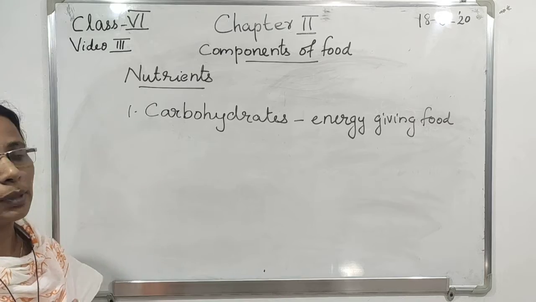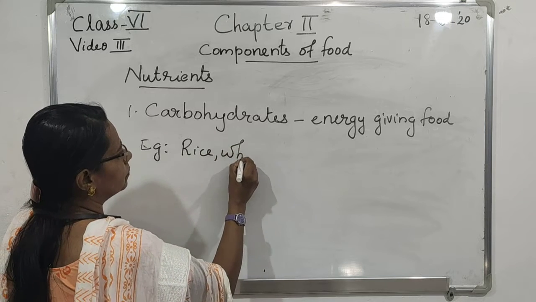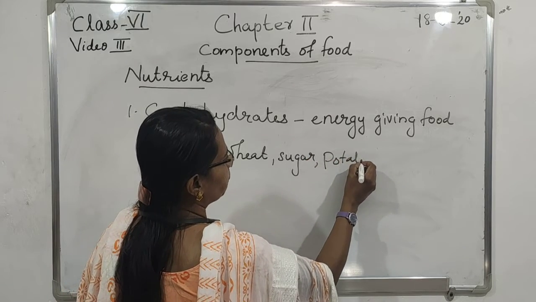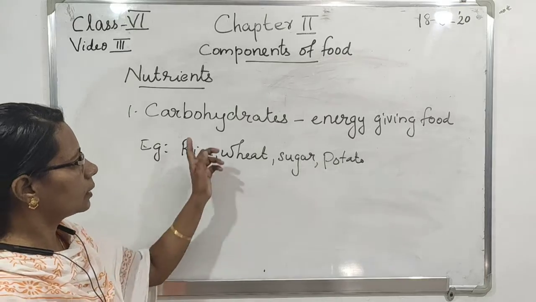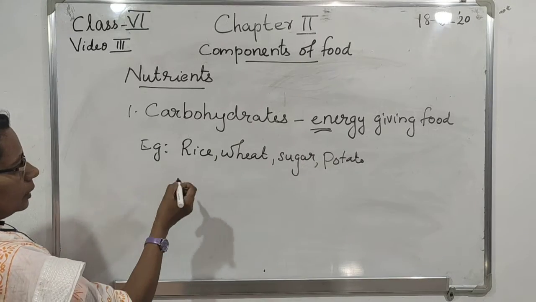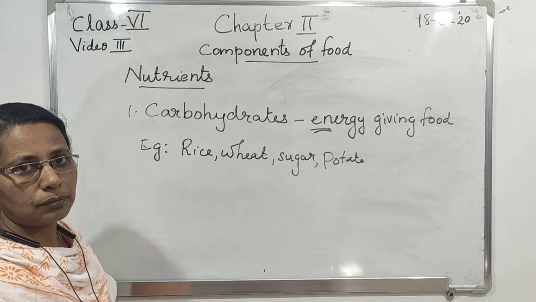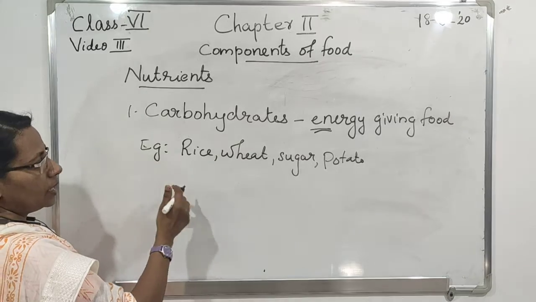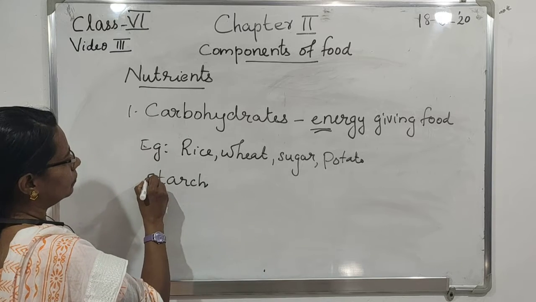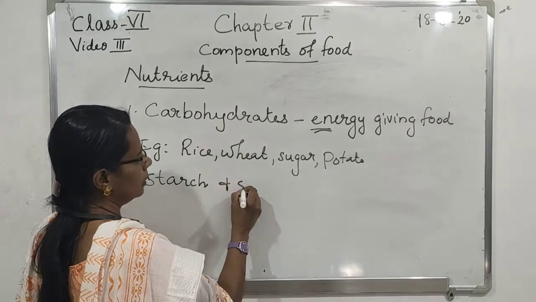Let us see some examples of carbohydrates. Rice, wheat, sugar, potato, all these are foods rich in carbohydrates. So carbohydrates are called the energy giving food. There are different types of carbohydrates in our food. Mainly, we take two types of carbohydrates, that is starch and sugar. In our food, carbohydrate is present in two forms, starch and sugar.